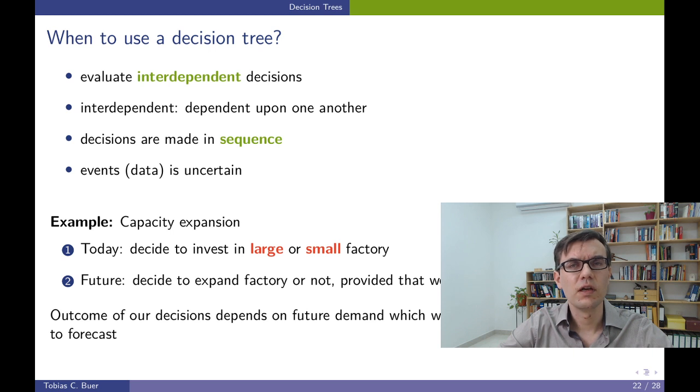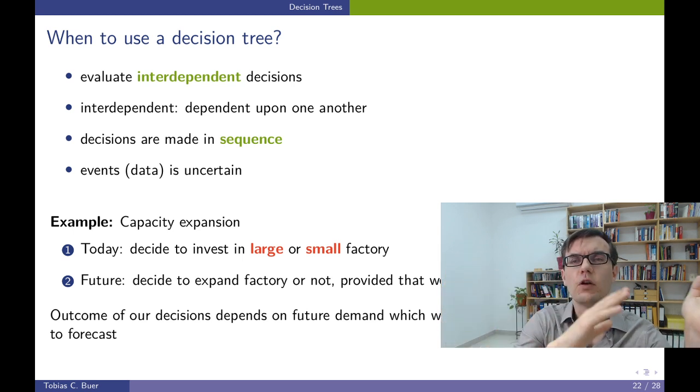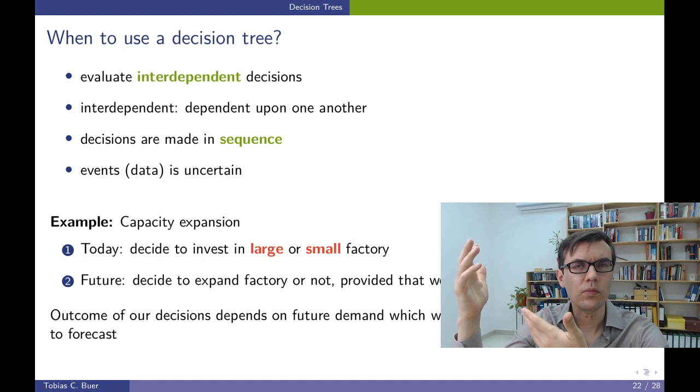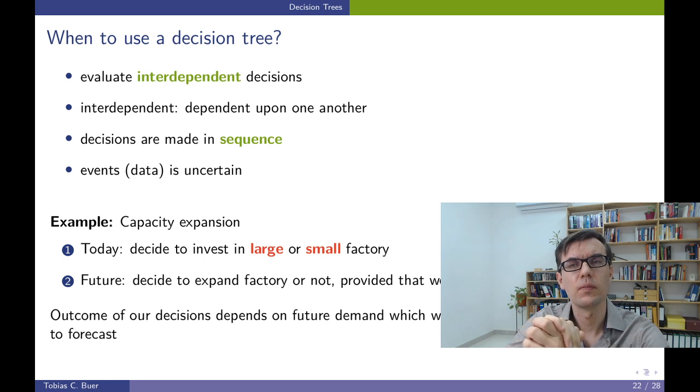Let's assume we have two options. We can either build a small factory, or we can build a large factory. We are not looking at the option of doing nothing. So either we go for the large factory or we go for the small factory. And what is best depends on how the future demand will look like.